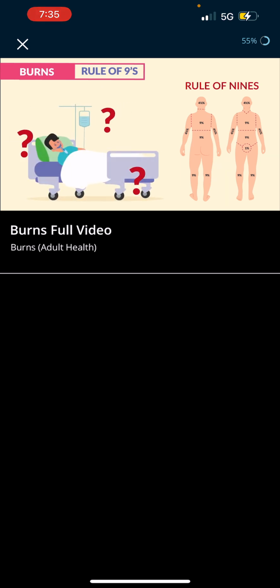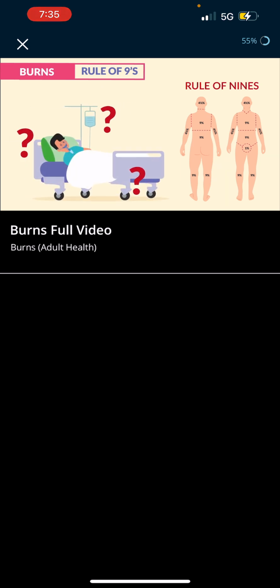Okay, now as you can see, the rule of nines is used to quickly estimate the percentage of the body affected by a burn. This is called total body surface area, and it's used to calculate the exact necessary fluid resuscitation that is needed and required level of care for the client.